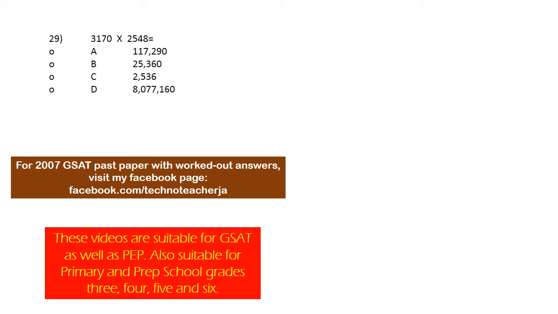Again, the question and choices are: 3,170 times 2,548 is equal to what? A, 117,290; B, 25,360; C, 2,536; and D, 8,077,160.